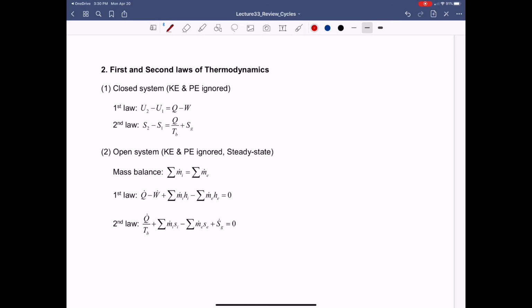So here the very important question is how can we apply the first law and second law of thermodynamics for either a closed system or an open system to each process of the cycle? And depending on how you do it, you can come up with the equation that you have to use to do the thermodynamic analysis of the cycle.